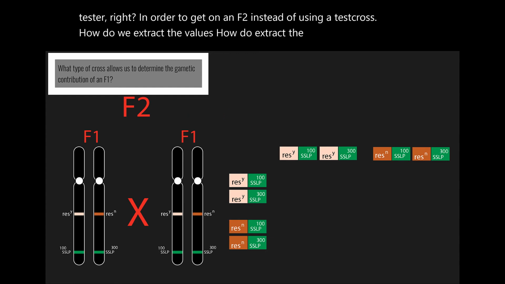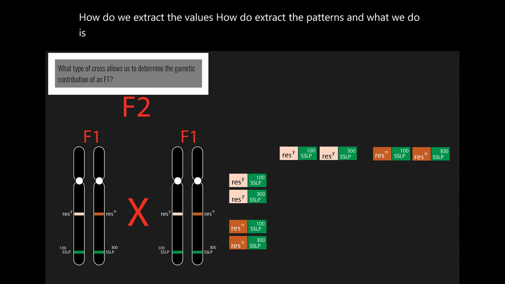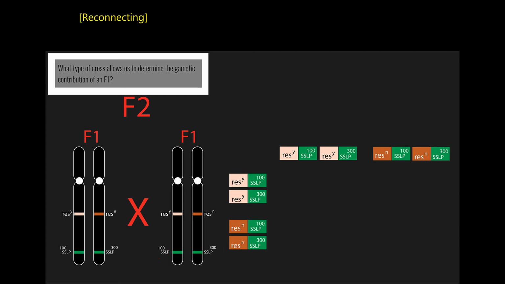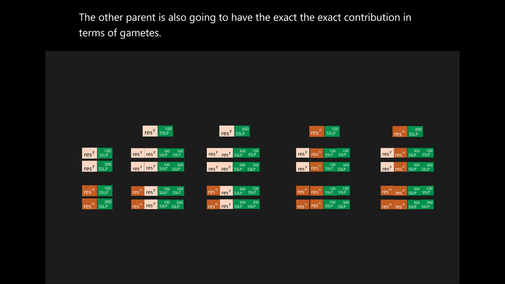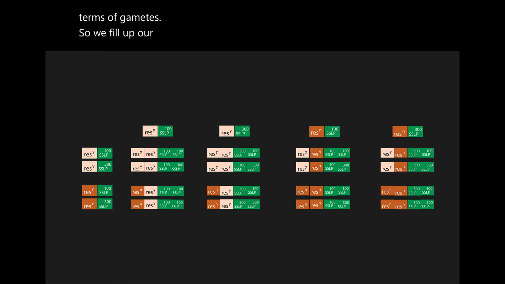What we do is, again, we determine which gametes can be produced by one of the F1 individuals, which is the same that we had before, right here. But now the other parent is also going to have the exact same contribution in terms of gametes. So we fill up our Punnett square, and some patterns start to show up.